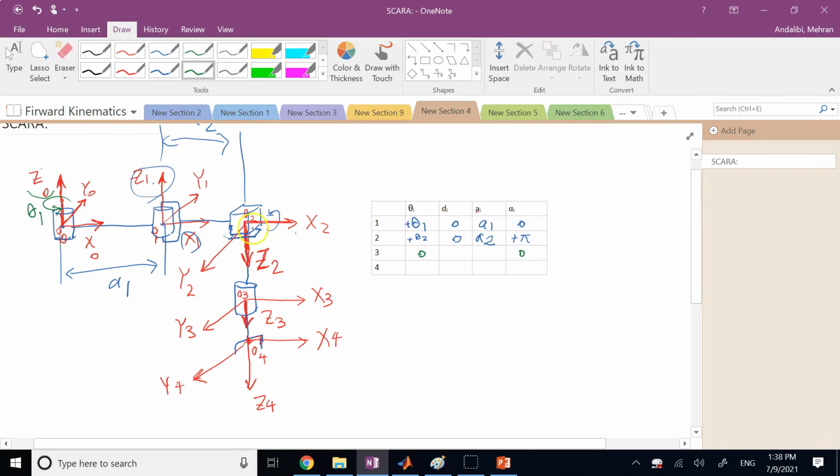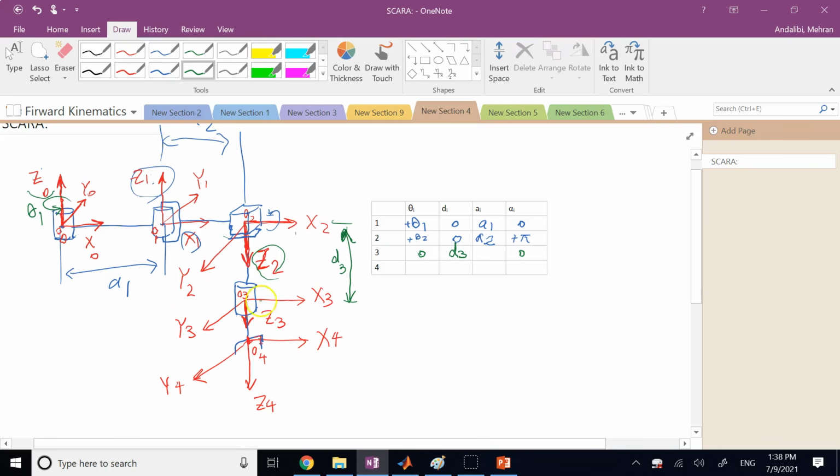Do I move from O2 to O3? Do I need to move along the old Z? Absolutely. It is equal to this distance that your prismatic joint travels, correct? You know that your prismatic joint travels a distance of D3. That's one of the variable numbers, D3, to go from O2 to O3. So yes, the answer is yes. This is called D number 3.